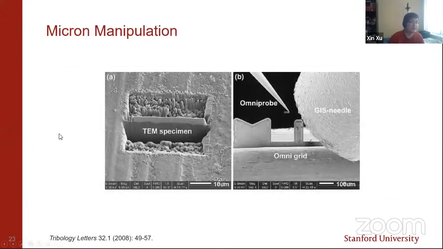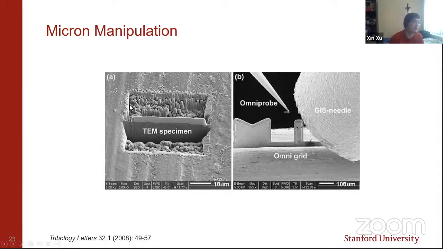So the last section will be the micron manipulation. I think this will be a short section. The micron manipulation is completed by using the Omniprobe. This is generally widely used to prepare TEM samples.